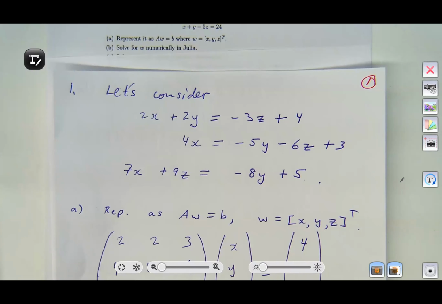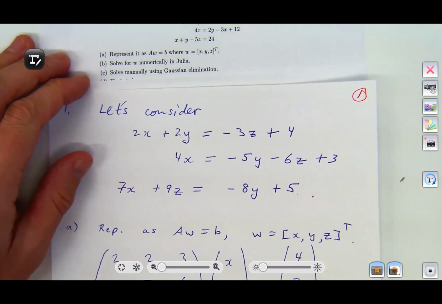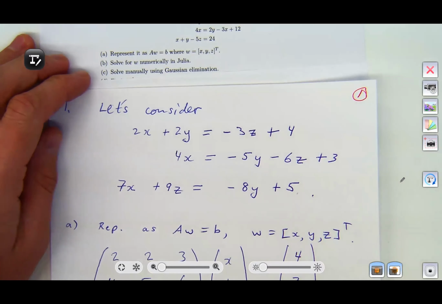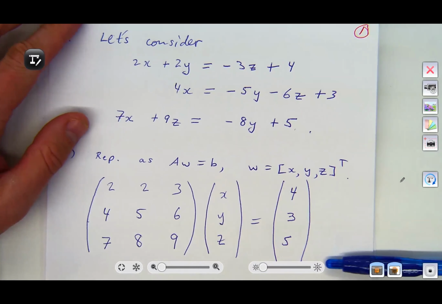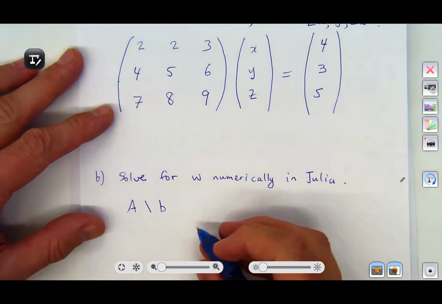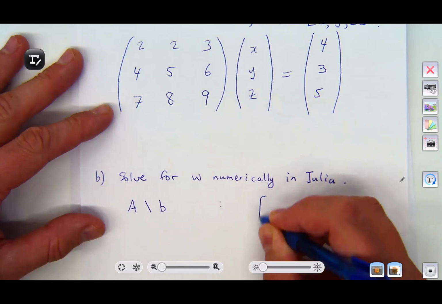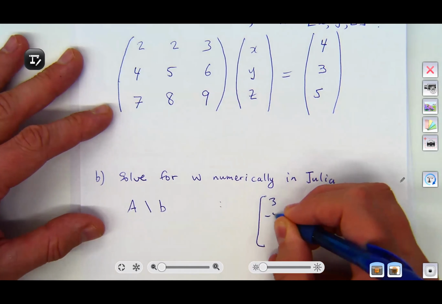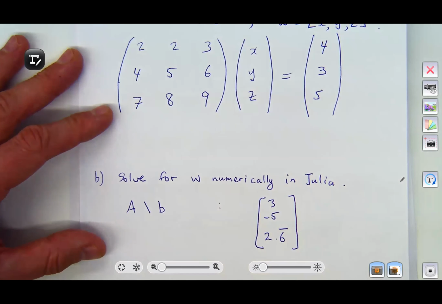Okay, great. So moving on, let's have a look at C, solve manually using Gaussian elimination. So I'm going to solve this one that I've written here manually using Gaussian elimination. Now, we already know that Julia told us that the answer is the column vector 3, -5, 2.6 recurring. Was that correct? I think so. All right, great. So let's keep that in mind.